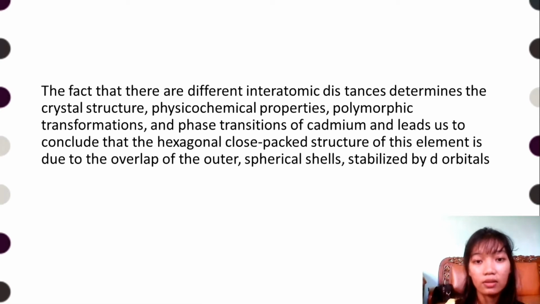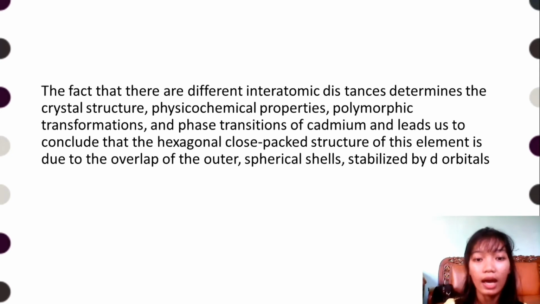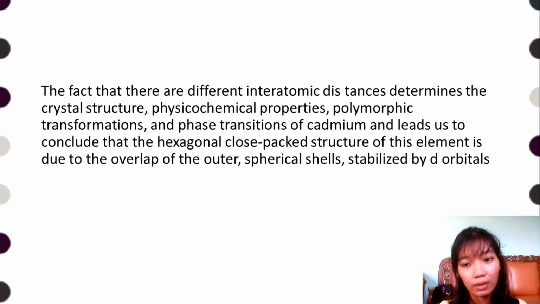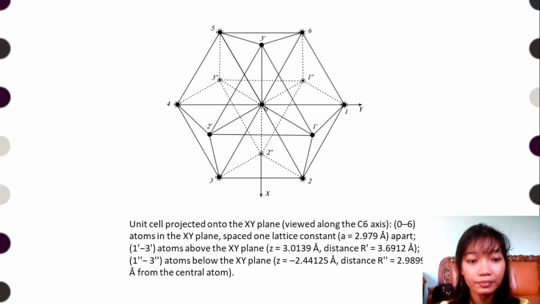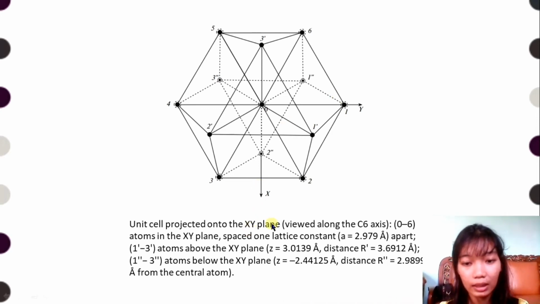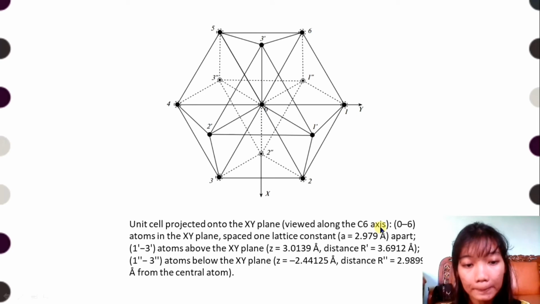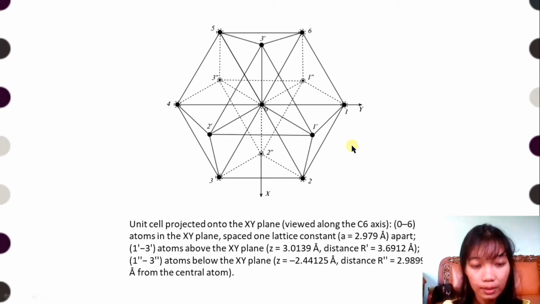So the fact that there are different interatomic distances determines the crystal structure, physicochemical properties, polymorphic transformation, and phase transition of cadmium, and leads us to conclude that the hexagonal close-packed structure of this element is due to the overlap of the outer spherical shells stabilized by the orbitals. So this is the unit cell projected into the XY plane viewed along the C6 axis. This is the hexagonal structure of cadmium.